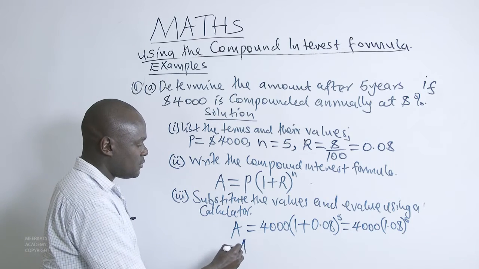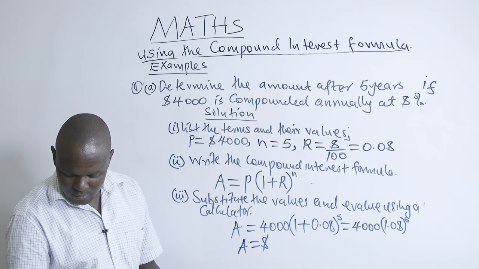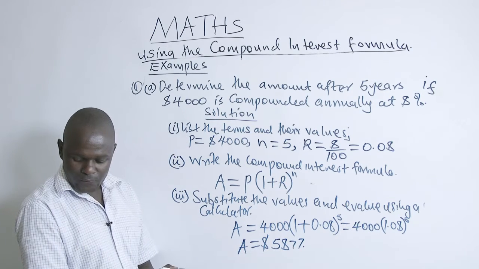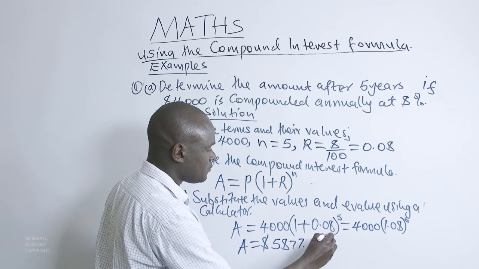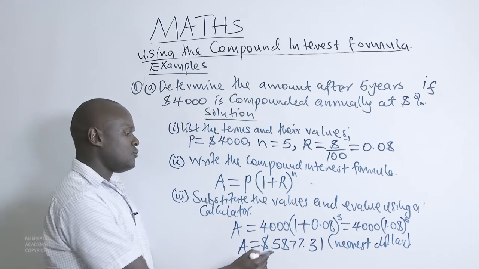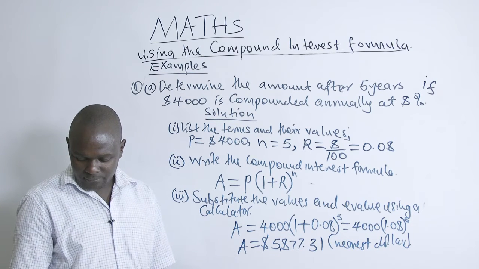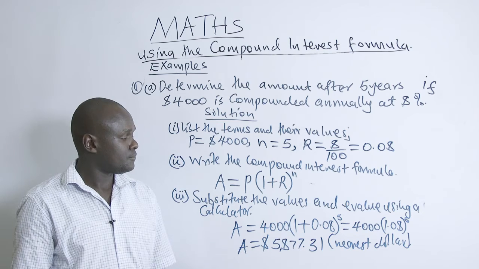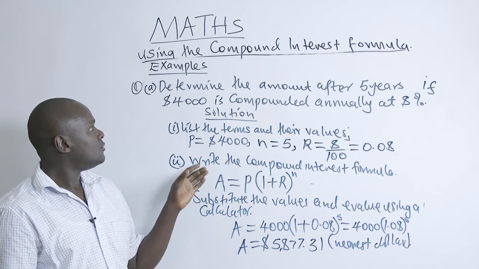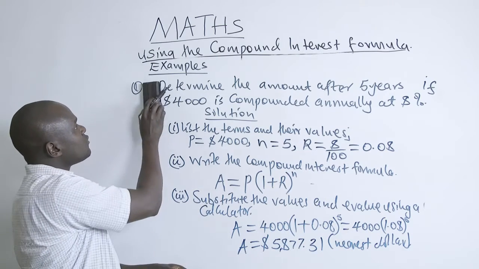When you do that, the amount will be $5,877.31. This is the amount that will be there. The question was for us to determine this amount at the end of the period. We have done it. Let us look at the second part of this question, part B.